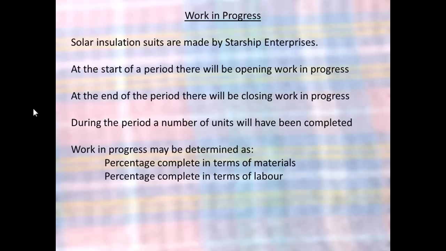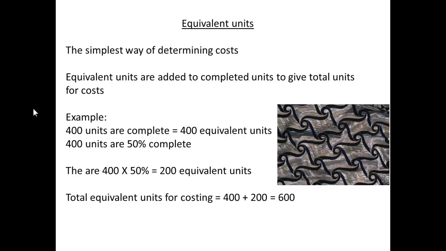So how do we define work in progress? Well, we can look at it in terms of material, we can look at it in terms of labour. In other words, how much of the material is complete or how much is complete in terms of the labour that needs doing for the task. And we may take one or the other or both.